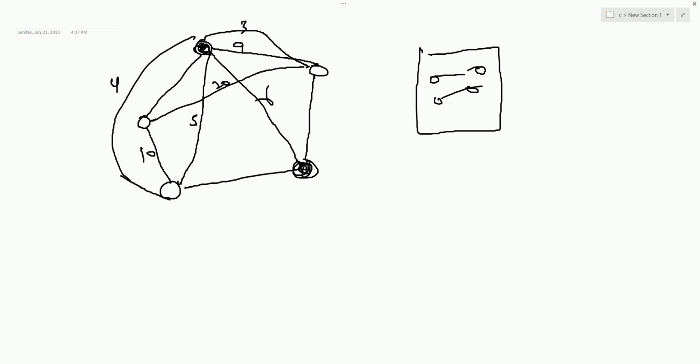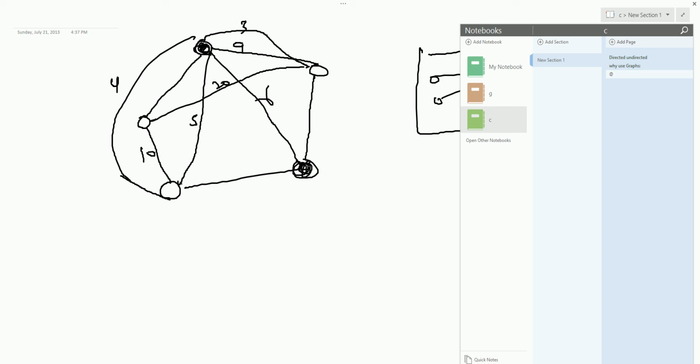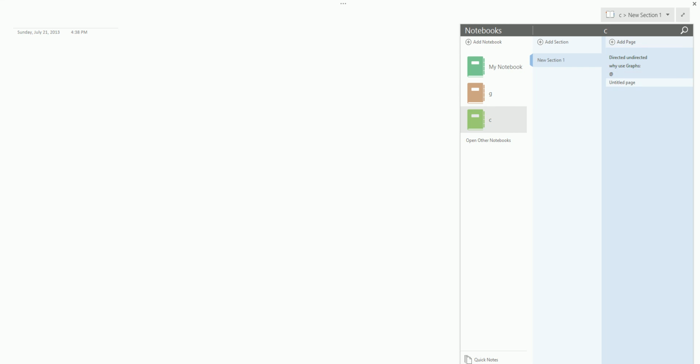Okay. Now the next question which comes to mind is how to represent a graph. So graphs can be represented in two ways, right? Graph representation.